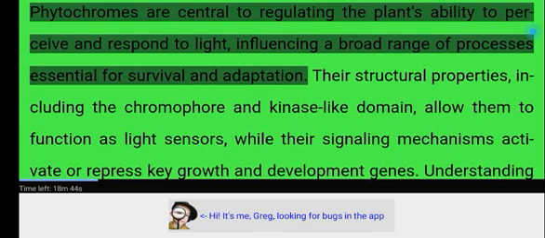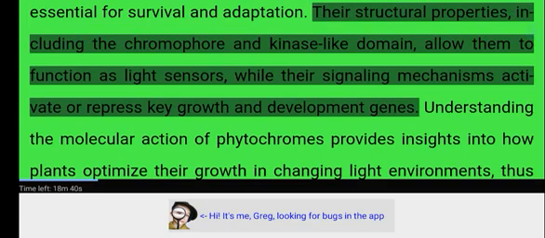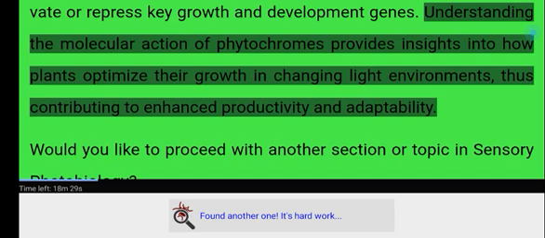Conclusion. Phytochromes are central to regulating the plant's ability to perceive and respond to light, influencing a broad range of processes essential for survival and adaptation. Their structural properties, including the chromophore and kinase-like domain, allow them to function as light sensors, while their signaling mechanisms activate or repress key growth and development genes. Understanding the molecular action of phytochromes provides insights into how plants optimize their growth in changing light environments, thus contributing to enhanced productivity and adaptability.